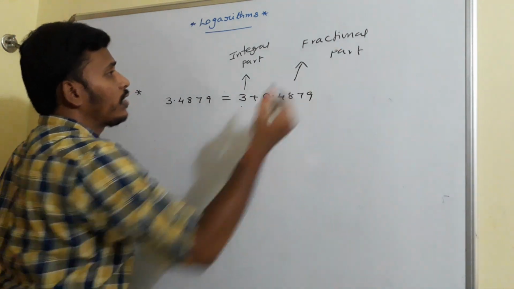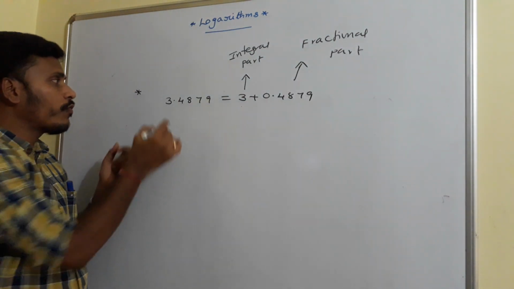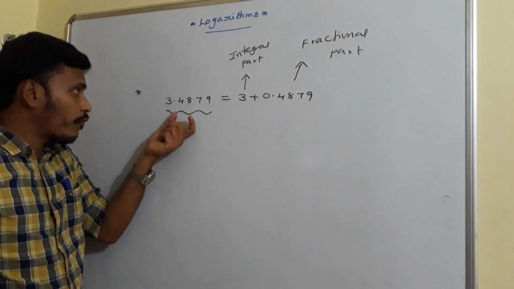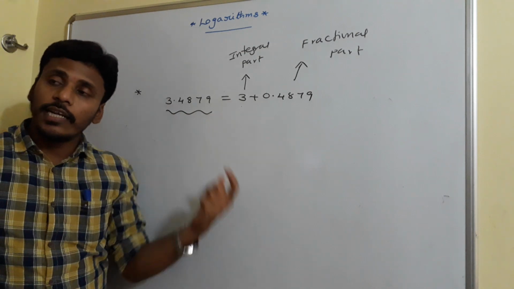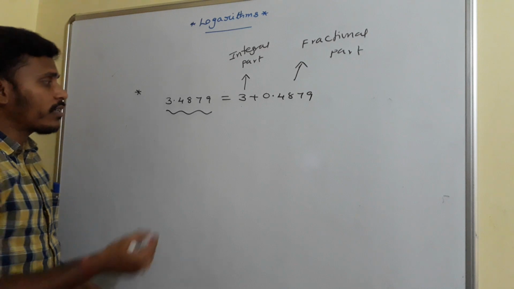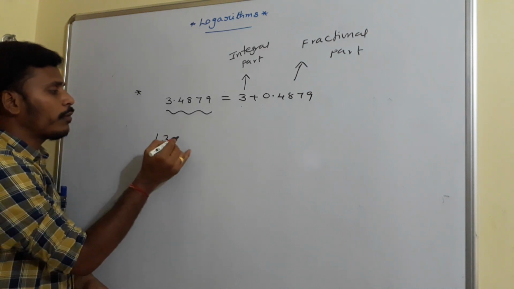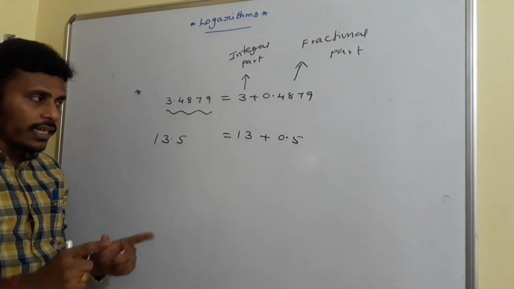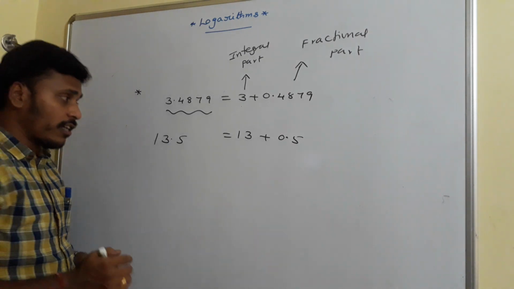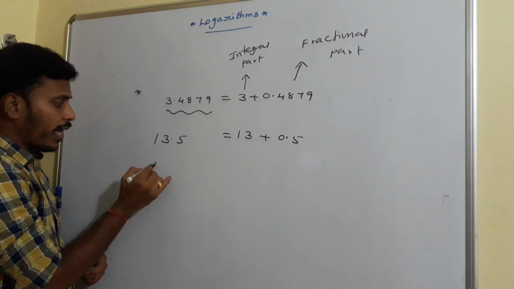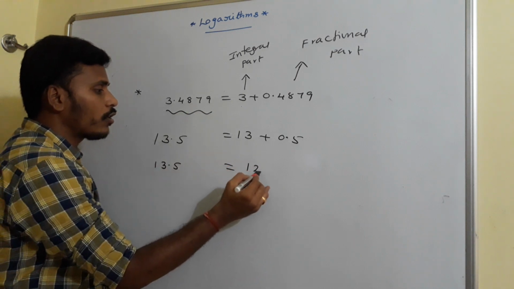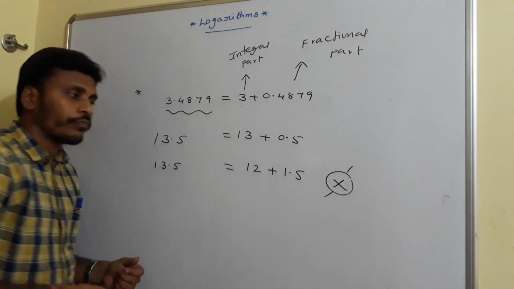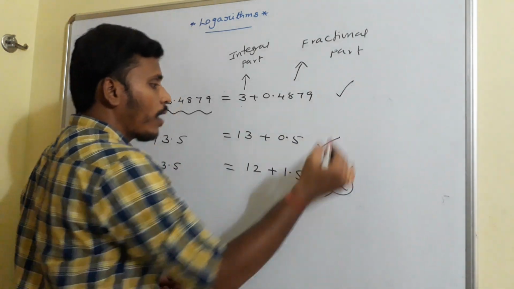Whose fractional part and whose integral part? This 3 is the integral part of 3.4879, whereas this 0.4879 is the fractional part for this 3.4879. So this integral part and fractional part exists for every number. Suppose I have a number like 13.5. You are able to write it like 13 plus 0.5. So this 13 is the integral part, this 0.5 is the fractional part. You don't write it like 12 plus 1.5, because this 1.5 is not a fractional part. This is the correct way, whereas this is the wrong one.